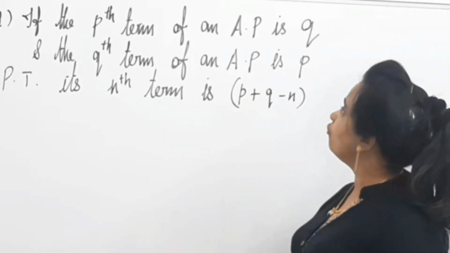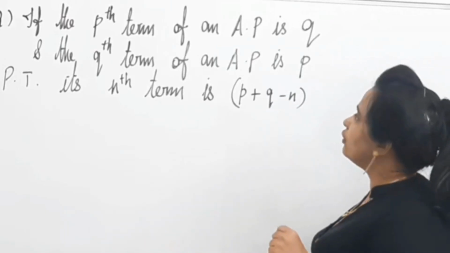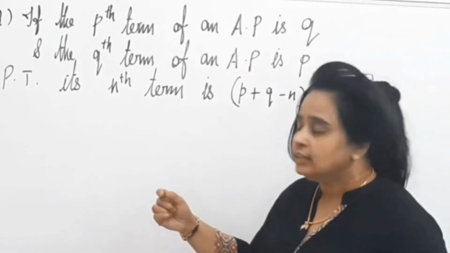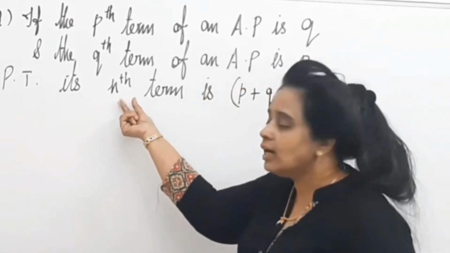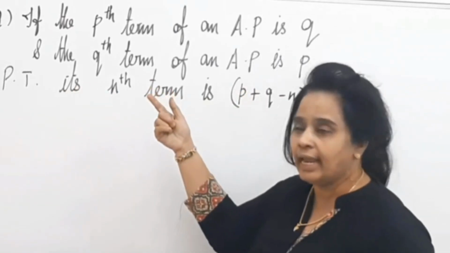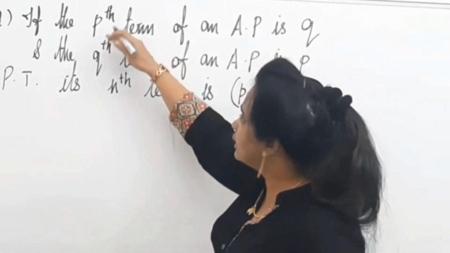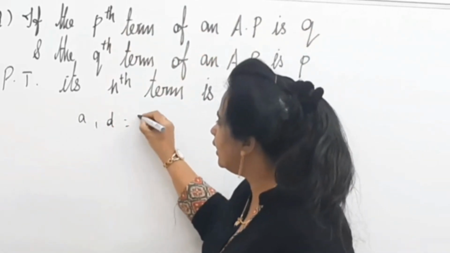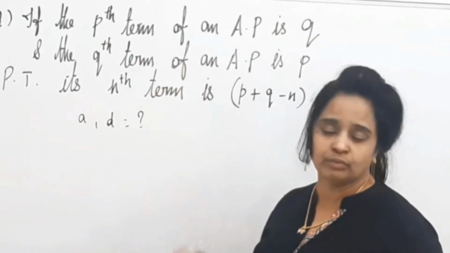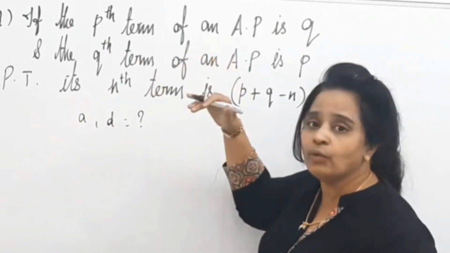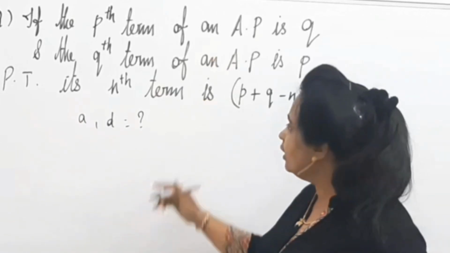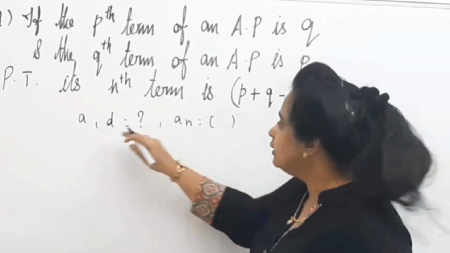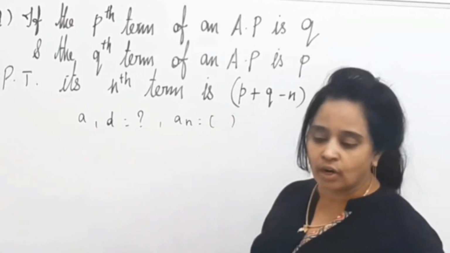The pth term of an AP is q and the qth term of an AP is p. Prove that its nth term is p + q - n. Children, I give you a clue. When it is asked to prove the nth term, a_n, and it's given in terms of p, q or m and n, your main aim is to find what A and D are from the given condition. With the given values, how can you get your A and D? Then go and substitute in a_n. Substitute these two values, and you automatically get your solution.